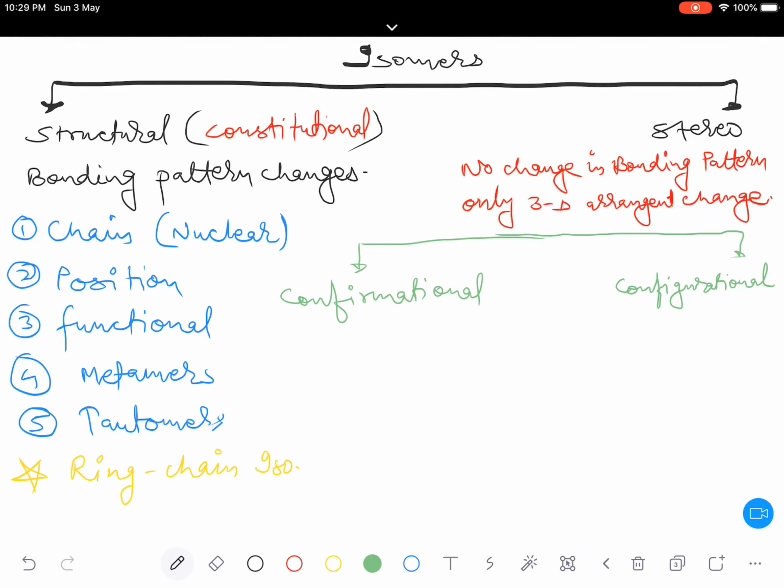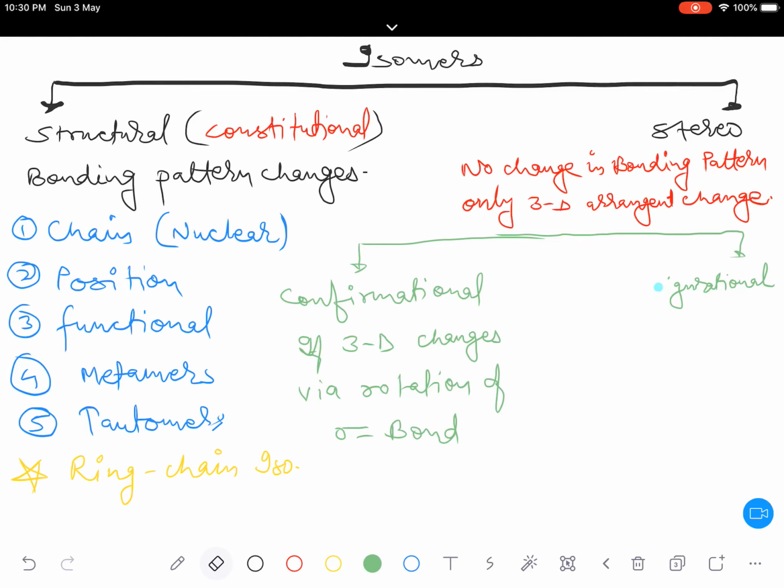So conformational, we can say, if 3D changes via rotation of sigma bond. Pi bond rotation will not be there, will never be there.